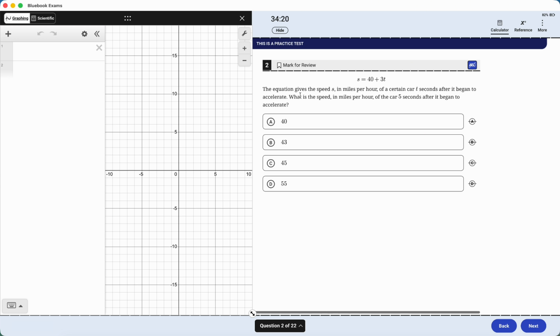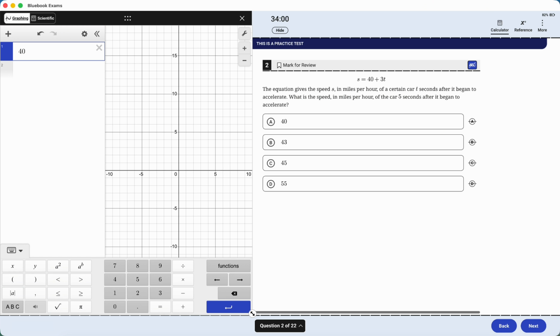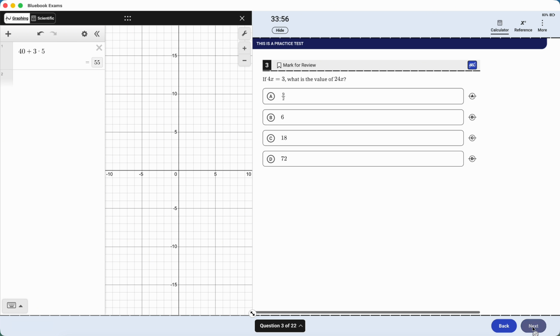Next one over here gives an equation, S equals 40 plus 3t. It gives us the speed, S in miles per hour, of a certain car t seconds after it began. That's really important, right? They're always going to give you variables and they'll tell you what the variables are. S speed, t seconds, and the question is, what's the speed at 5 seconds? So all you do is just plug in 5 for t, right? And we get 55. You do that mentally as well.